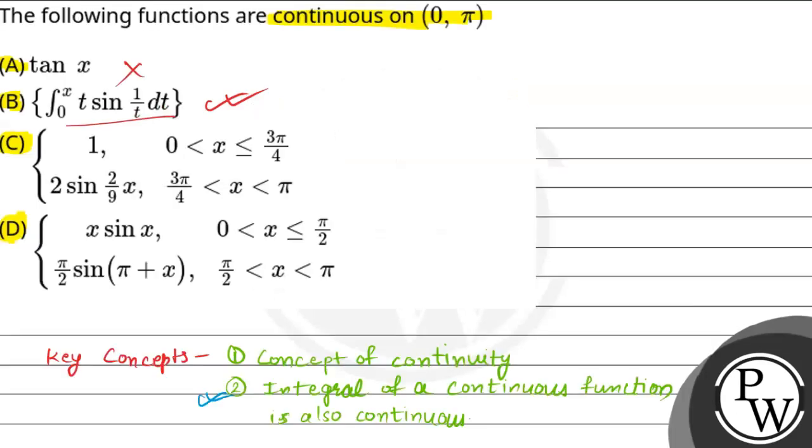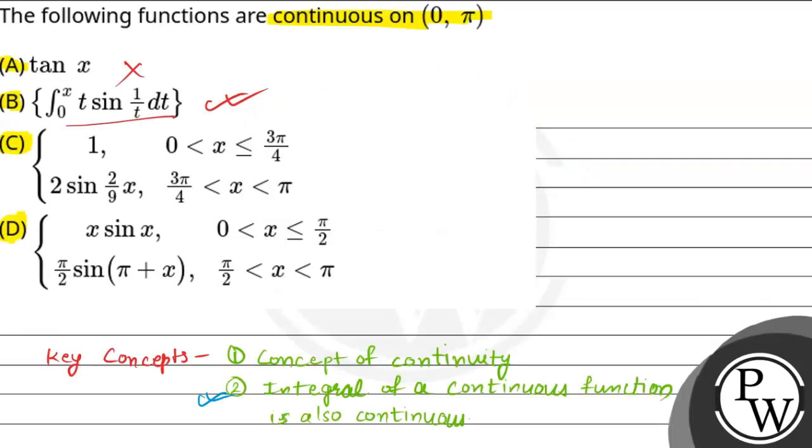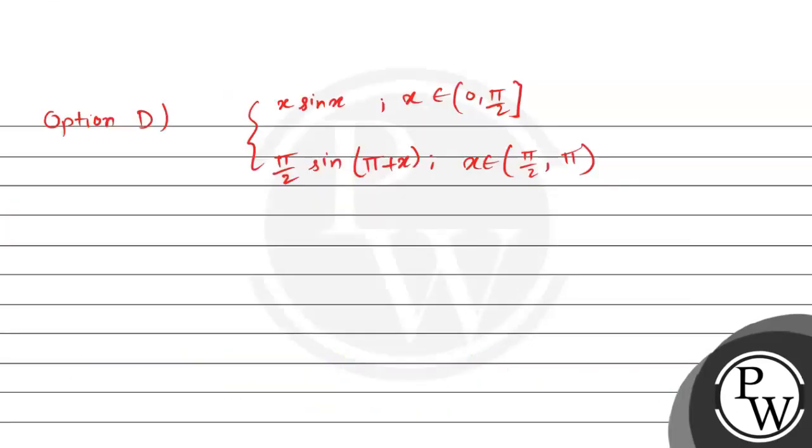Next option D, x sin x for x belongs to 0 to pi by 2 and pi by 2 sin pi plus x for x belongs to pi by 2 to pi. Okay, correct. Now इसमें भी same करना होगा. At x is equal to pi by 2 हमें इसकी वैल्यू and इसकी वैल्यू find करनी होगी. If both of them are equal then the function is continuous, otherwise it is not.